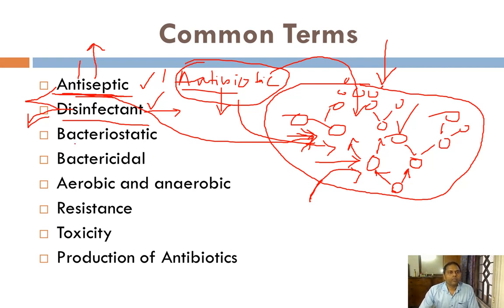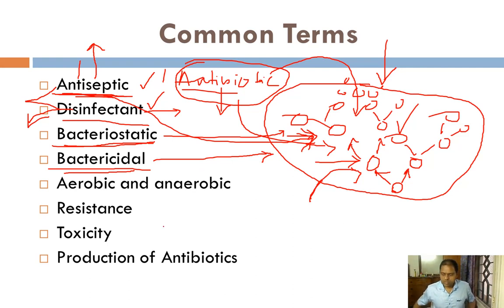Right. Now, there are terms like bacteriostatic and bactericidal. Bacteriostatic will just stop the growth of the bacteria. Bactericidal means they completely kill the bacteria.